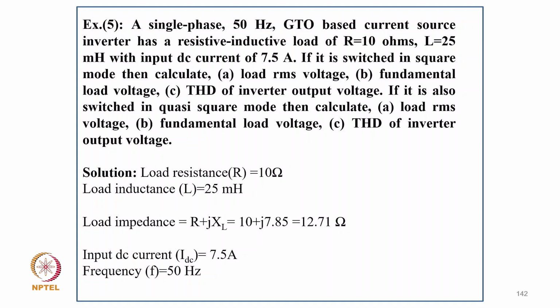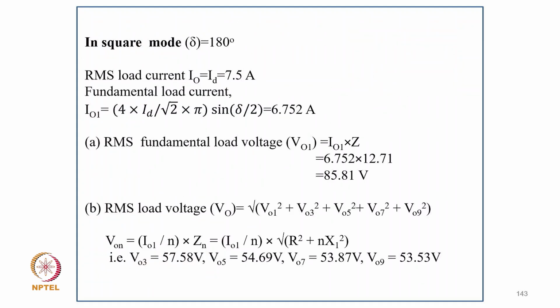Load resistance is 10 ohm, inductance is 25 millihenry. The load impedance R plus jXL comes to 12.17 ohm, input DC current 7.5 ampere, frequency is 50 Hz. So in square wave mode, delta equal to 180 degree. The RMS load current IO equals ID, 7.5, and the fundamental load current is IO1 equal to 4 ID upon root 2 pi sin delta by 2, that comes to 6.752 ampere. The RMS fundamental voltage VO1 equals IO1 into Z, so it comes to 85.81 volt.